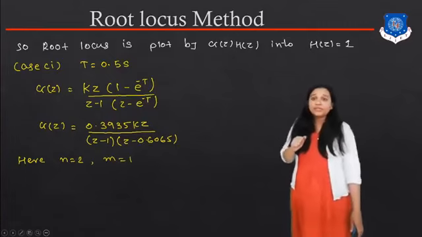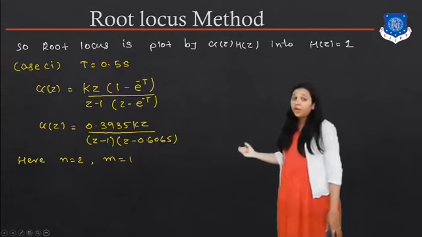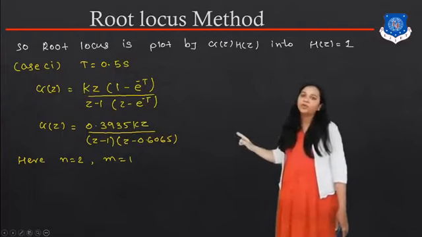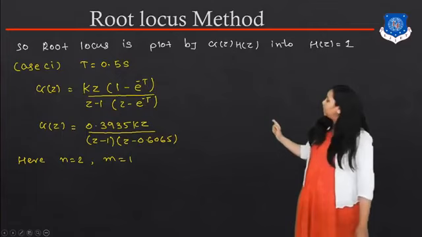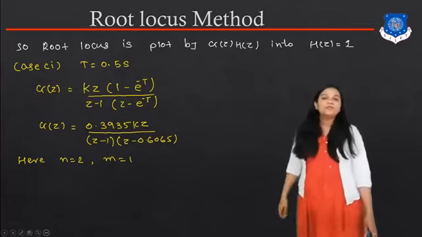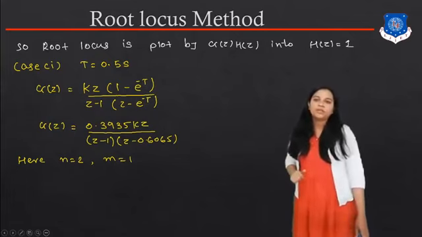Find the number of poles and zeros. For the poles, we have to consider the denominator. Here z minus 1 and z minus 0.6065, so the number of poles is 2. And in the numerator, the number of zeros is 1. So n is equal to 2 and m is equal to 1.